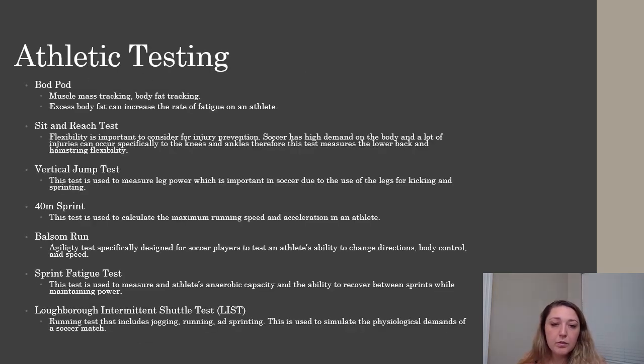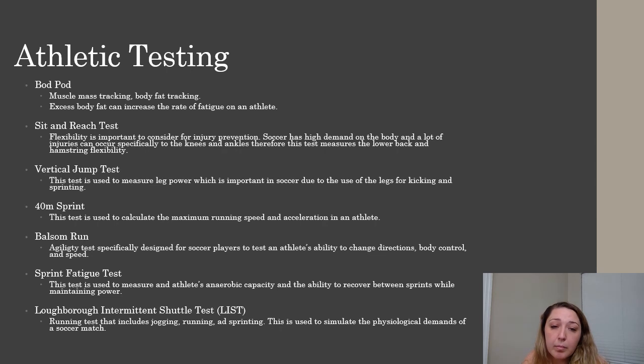So for athletic testing, I chose to do, actually, I put it in this order for the bod pod. So body comp, then the sit and reach test for flexibility, vertical jump test, 40-meter sprint, balsam run, sprint fatigue test, and the Loughborough intermittent shuttle test. I put it in this order because it's from least intensive to most intensive. So it goes from body comp all the way down to aerobic, anaerobic testing.